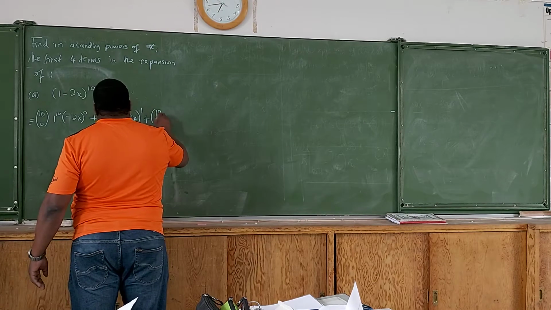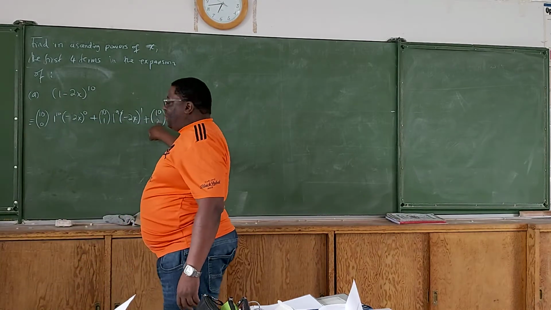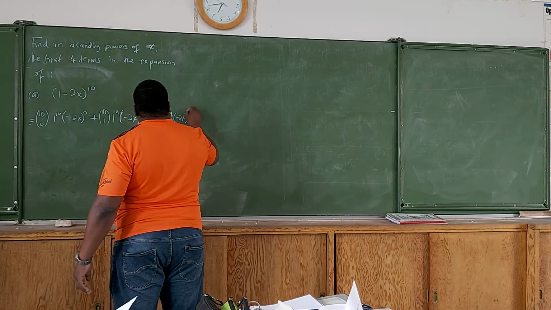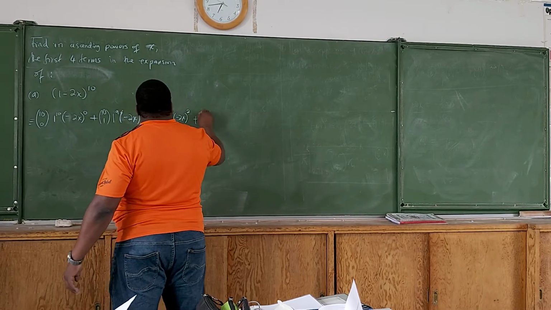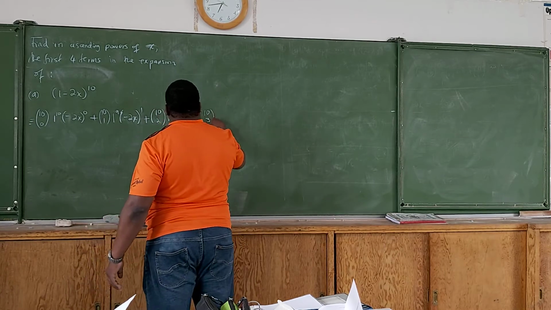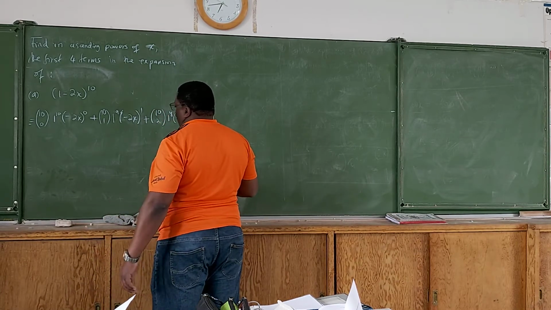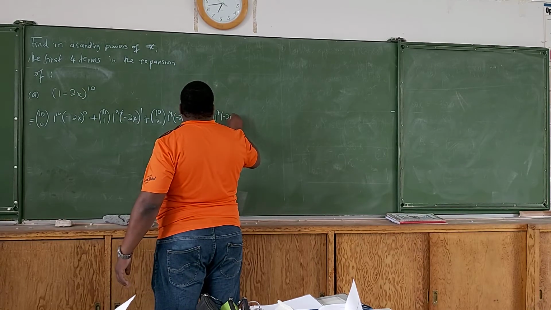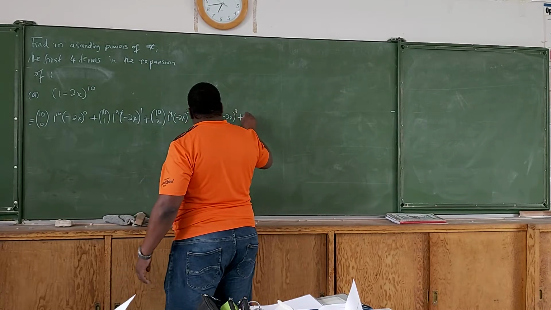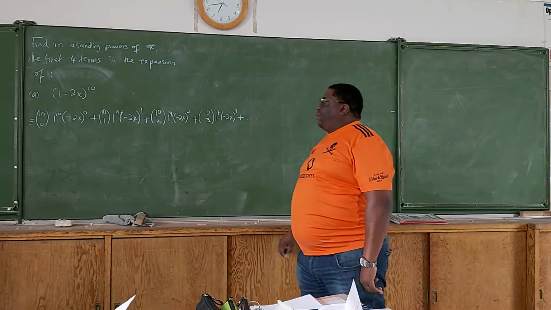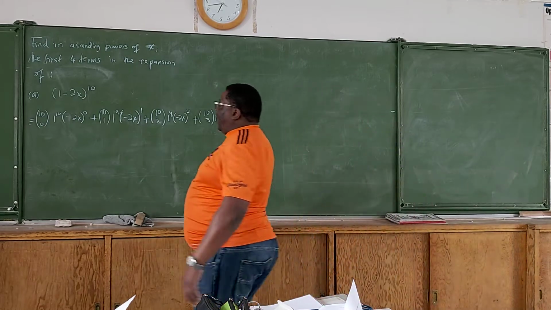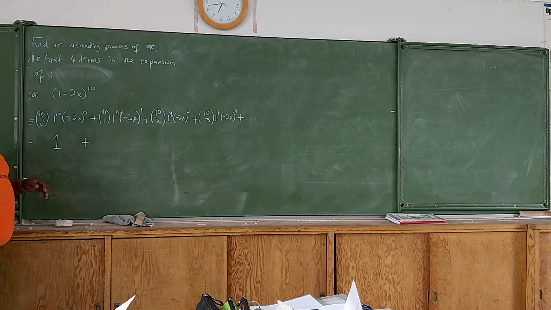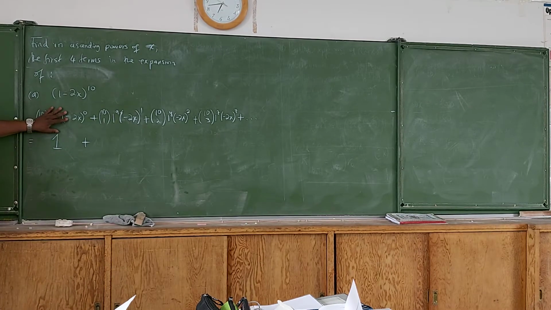Plus 10c2. Now this is the third term, no? 1 to the 8, minus 2x raised to the power 2. Plus 10c3. This is now the fourth term I'm busy with. Are you with me? 1 to the 7, minus 2x raised to the power of 3. Plus dot dot dot and so on. Anyway, this one here is just going to be 1. Are we all together? This one is just 1.